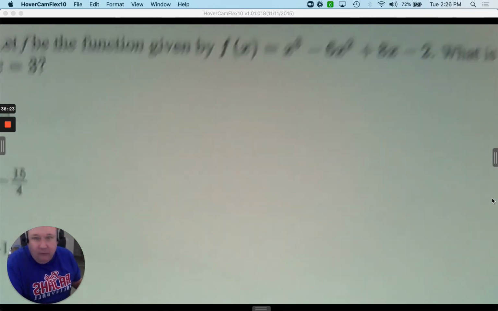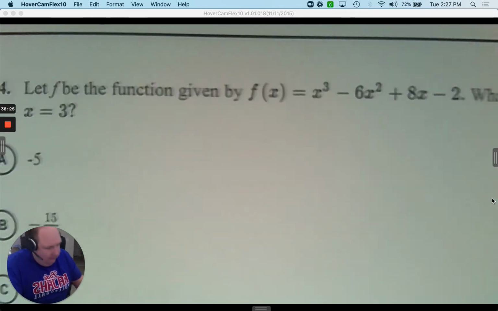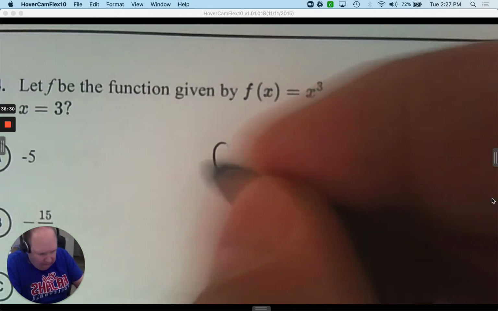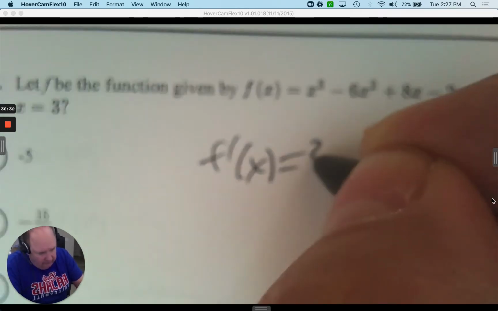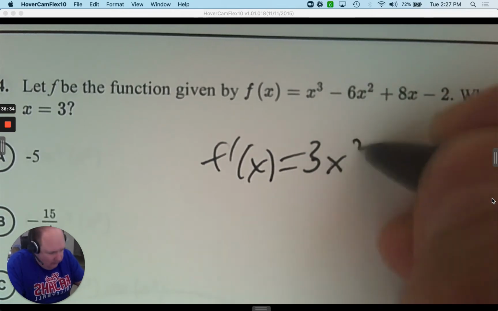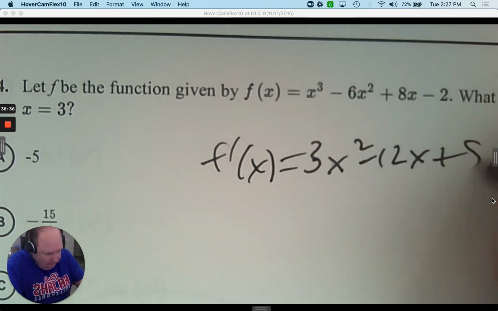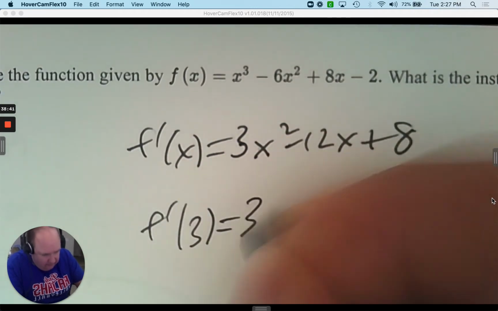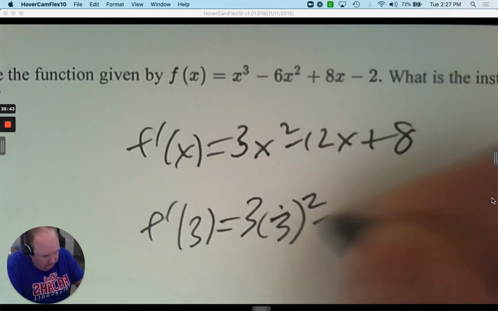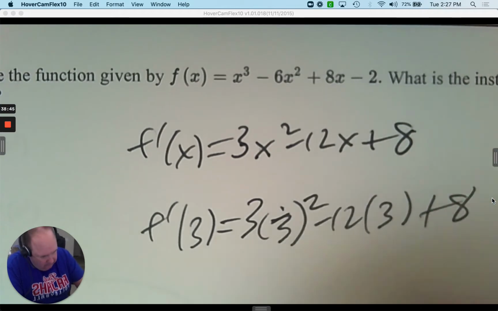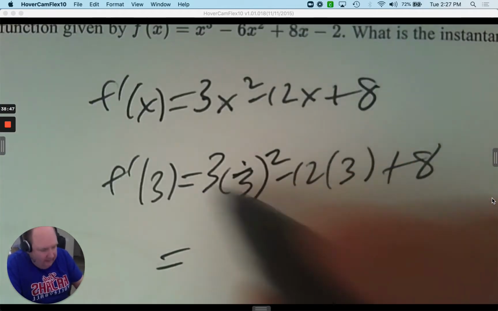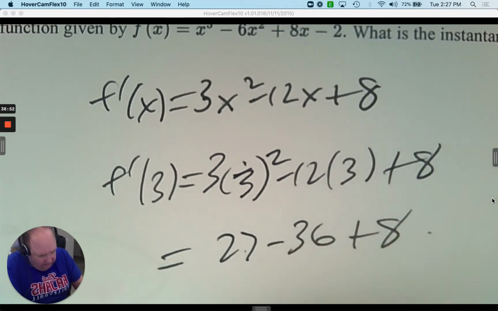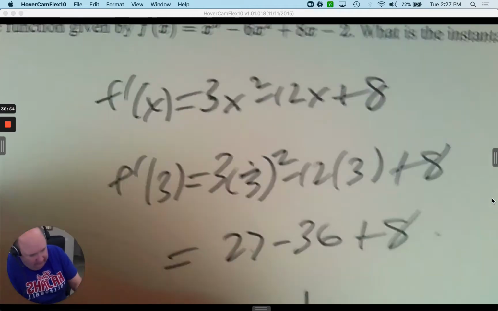24. At number 24, let f be the function given. And what's the instantaneous rate of change? IROC. That's just the derivative, so this should be fairly simple. That's 3x squared minus 12x plus 8, just the derivative using the power rule. What's the derivative at 3? You get 9 times 3, 36. 8, that's 35. Take away 36, and I get the answer -1.